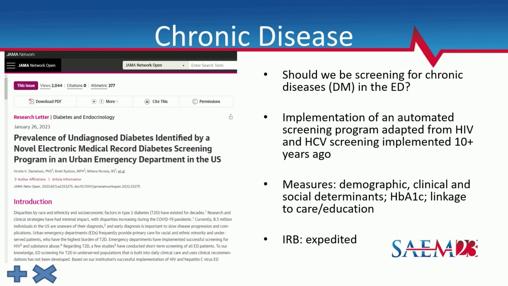So this was published earlier this year in JAMA in terms of some of our preliminary work. It was really the first 6 months of data. And what we found was 50% of the people who were eligible for screening had an abnormal result, and that's pre-diabetes and diabetes. That being said, 70% were pre-diabetic, 30% were diabetic. Not necessarily surprising, that's what you would expect.